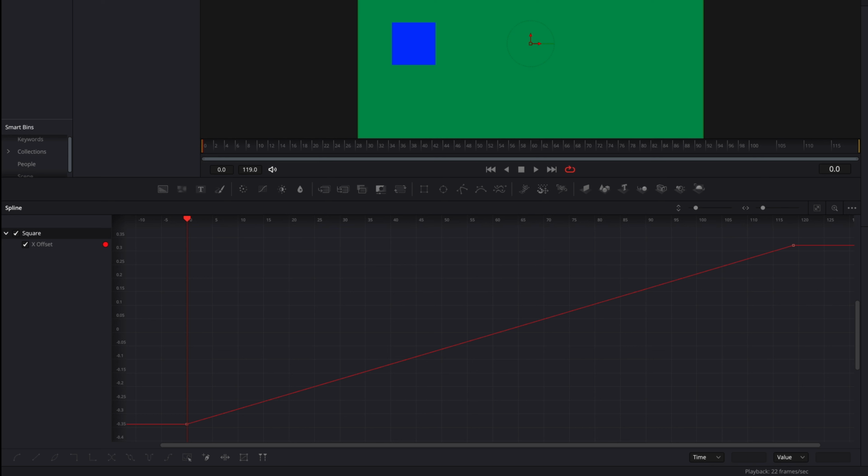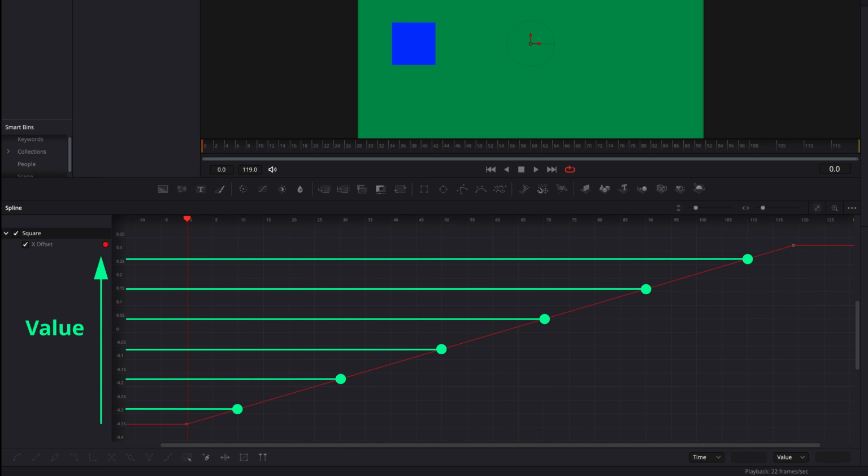Here's a simple animation. A square traveling in a straight line from left to right. Let's look at the spline for this animation. A sloping straight line going from the first keyframe to the second. To achieve this animation, I keyframed the X offset field. You can see it listed on the left in the header. The colored dot to its right matches the color of its spline in the graph.